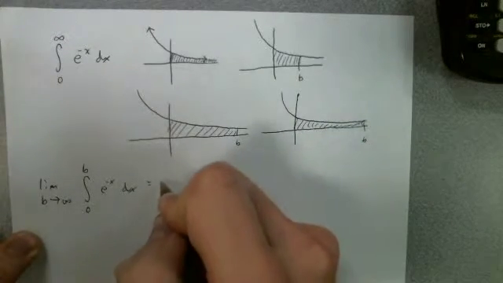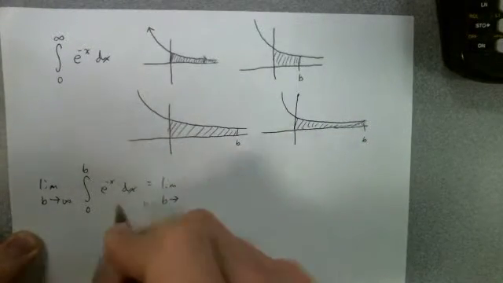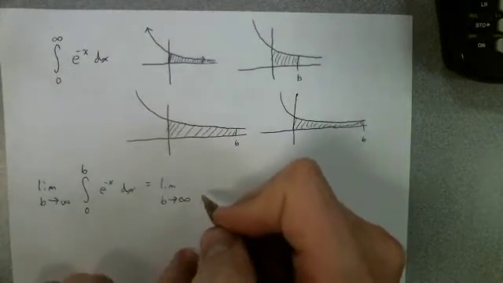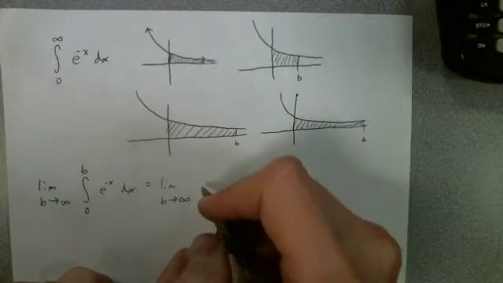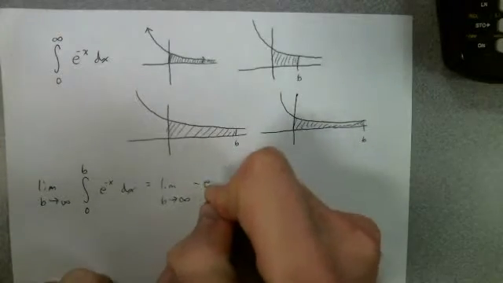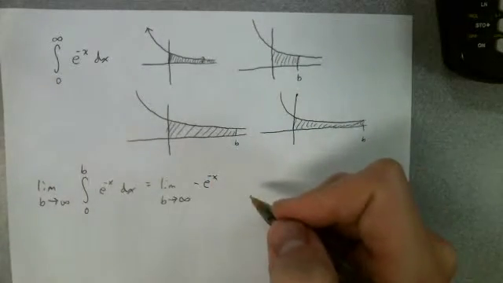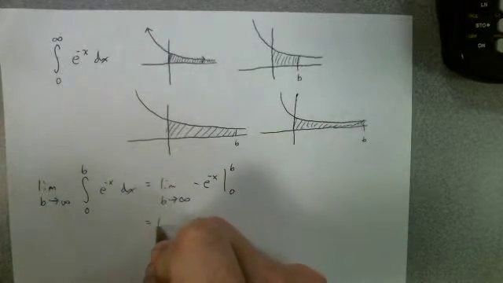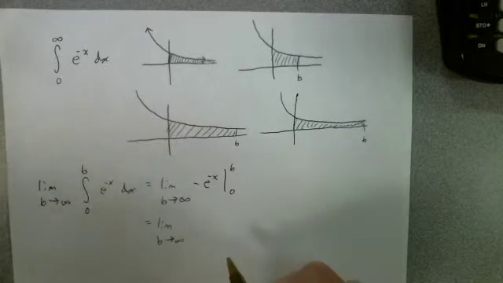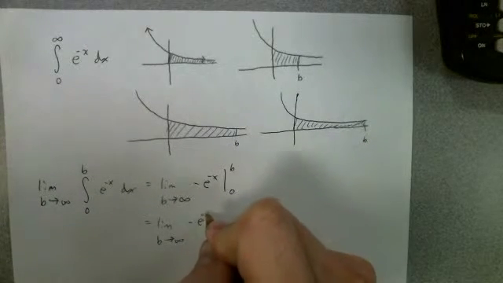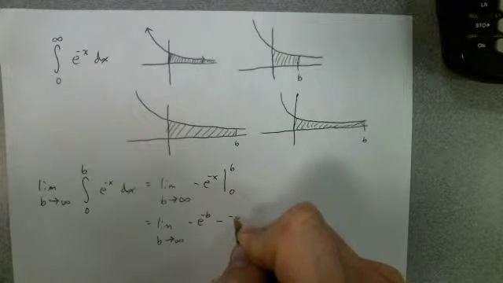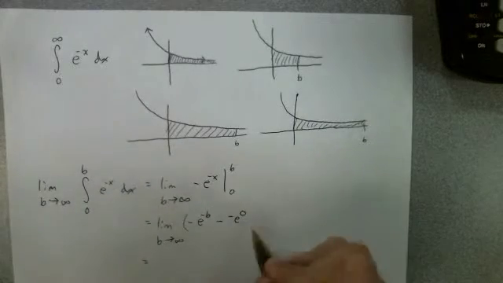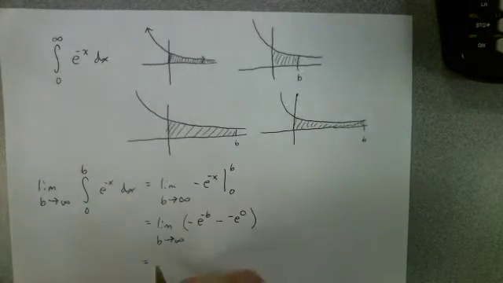Okay, so we know how to compute an integral like this. We find an antiderivative, plug in the top bound, plug in the bottom bound, and subtract. An antiderivative of e to the negative x is negative e to the negative x. You want to be able to guess and check on that one. We plug in b, plug in 0, and subtract. So we're finding the limit as b goes to infinity of negative e to the negative b minus negative e to the 0. Minus a negative is plus, so this really is just plus 1.